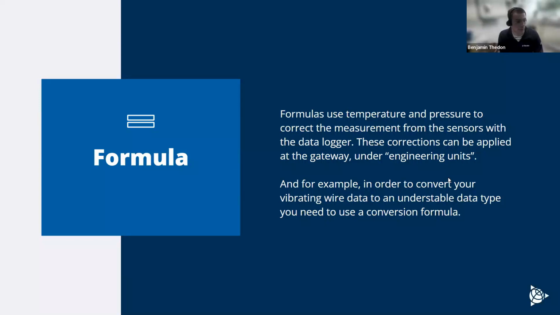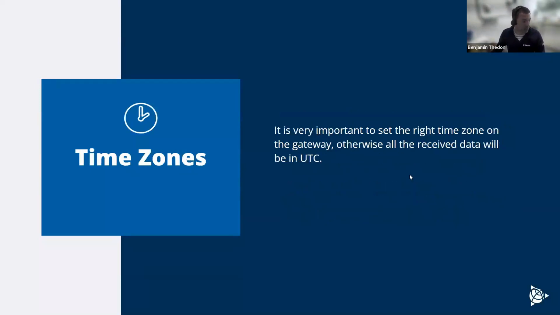In this formula, you can correct the temperature by your initial temperature, and then the current temperature will also be used to correct the sensor data and convert it to readable and understandable data at the end. Time zone is very important: set the right time zone on the gateway in order to be able to receive data. If you don't configure properly, you will have the data in UTC, and then it can create some problem for the customer because he won't receive the data at the right time.